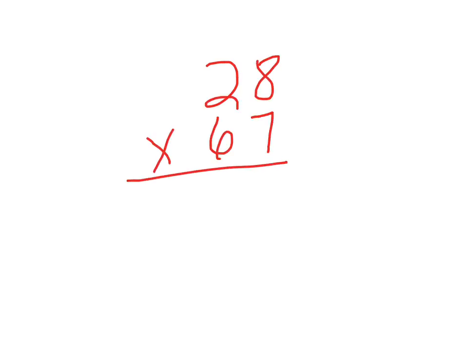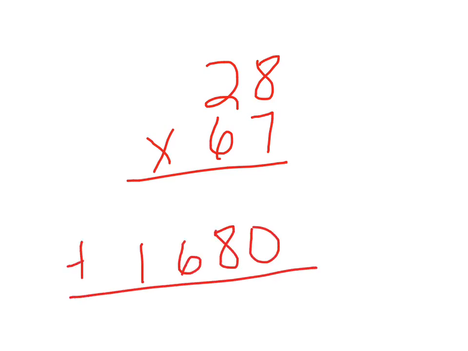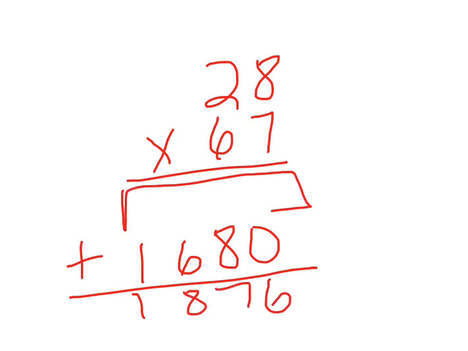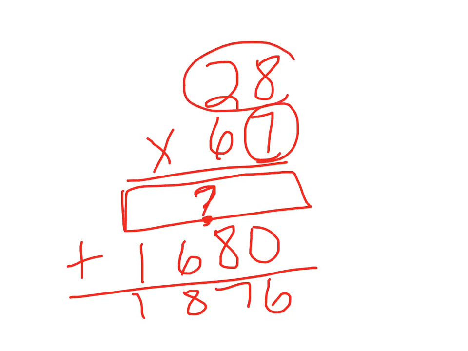Okay, number 2, the box on the right shows the standard method to find the product of 28 and 67. What will complete the missing step? So all you had to do was 28 times 67. They gave you 1680, and they even give you the answer 1876. They want to know what's here. Well, to get this answer, you multiply 7 times 28. So you need to do 28 times 7 to get that answer, right?